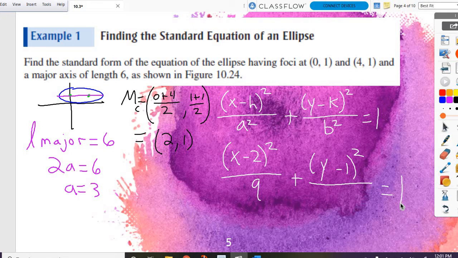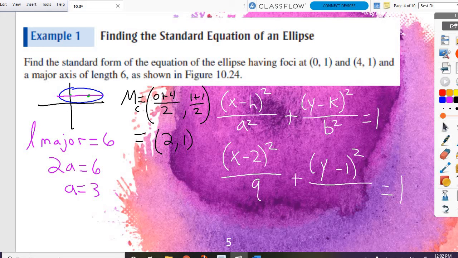Our B value. Now, do they give us anything about our co-vertices or the length of our minor axis? No. But do they give us any other information that would maybe allow us to find B? If you use the triangle from before, you have the length of A, you can find the length of C by using your midpoint and one of the foci.